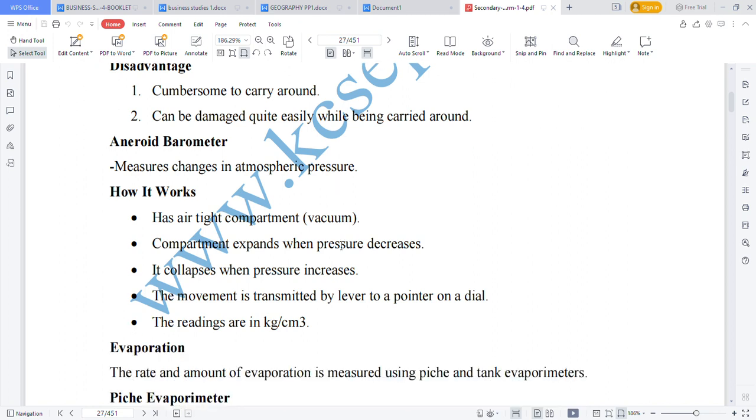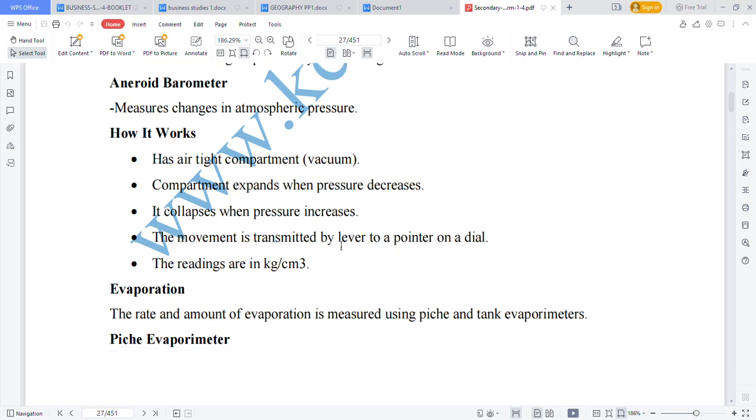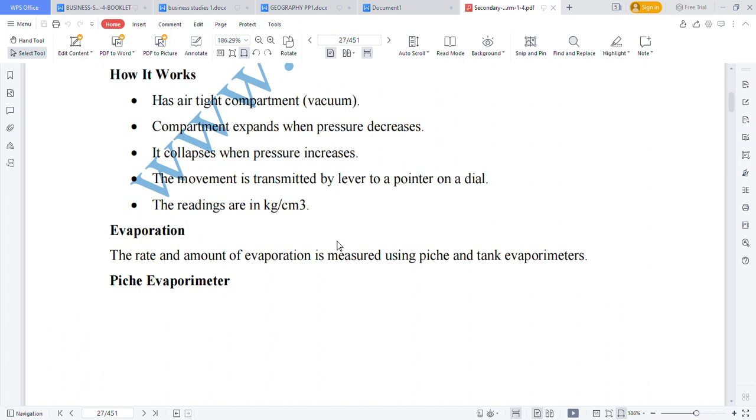We are going to aneroid barometers. It measures changes in the atmospheric pressure. How does an aneroid barometer work? It has an airtight compartment. The compartment expands when pressure decreases and collapses when pressure increases. The movement is transmitted by a lever to a pointer on a dial. The readings are in kilograms per square centimeter.